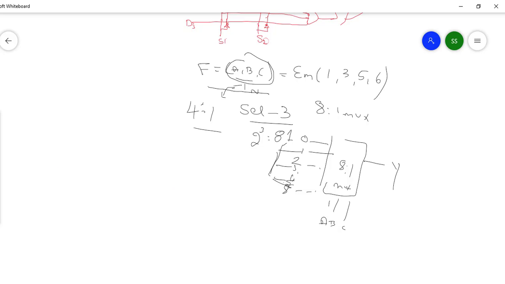For that we use a method called the implementation table. Now what is that implementation table and how does it work? We take the last 2 bits, B and C, as select lines. A we don't take as a select line, so we take A and A bar. And 4 is to 1 mux means we have 4 inputs. What are the 4 inputs? D3, D2, D1 and D0.